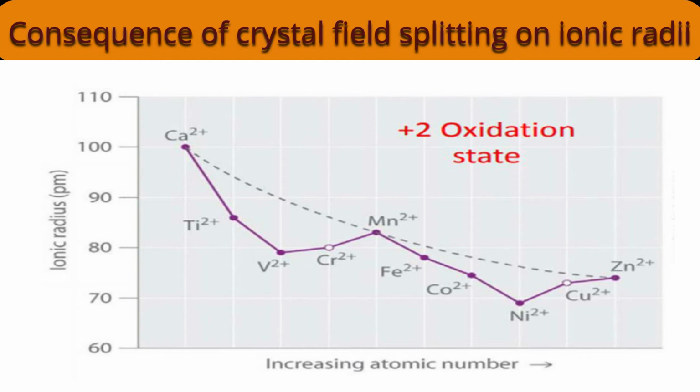In the first half, vanadium+2 was smallest. Vanadium+2 is a d3 configuration, so it has the maximum number of electrons in the t2g orbital in the first half, and nickel+2 has the maximum number of electrons in the t2g orbitals in the second half of the first transition series. Therefore, in the second half, Ni+2 is the smallest cation.